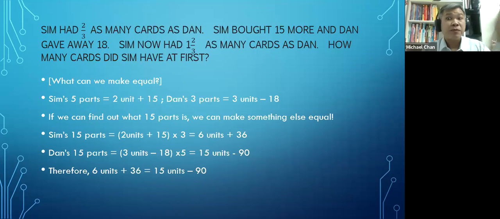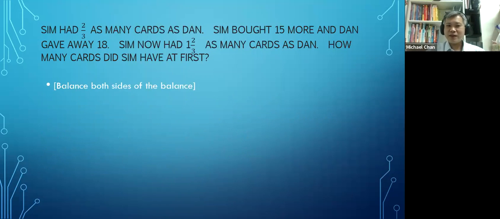Now in mathematics, the equal sign means they are balanced. They are the same. And once we fix that, by the balance method, if we balance both sides, we take out anything we don't want and add in anything to balance them up. So from here, we know that 9 units must be the same as 126. And if 9 units is 126, 1 unit must be the same as 14.